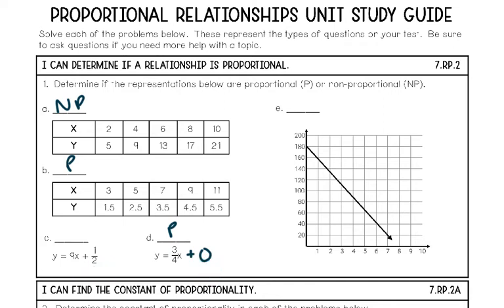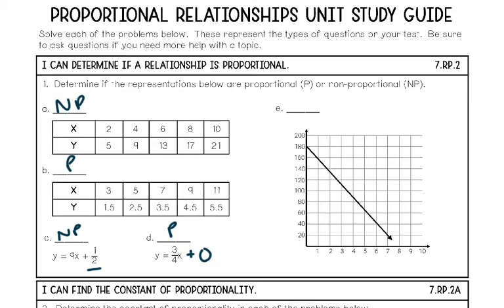This one, however, has a plus 1/2. That means that it starts at a half, then goes up at a constant rate of 9. This is not proportional, even though it's increasing at a constant rate, because it has a starting point at 1/2. This one starts at 0, so it goes through the origin.